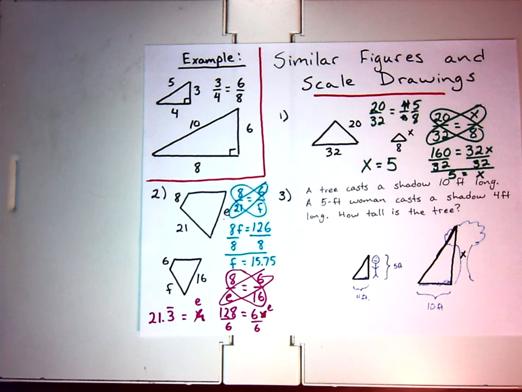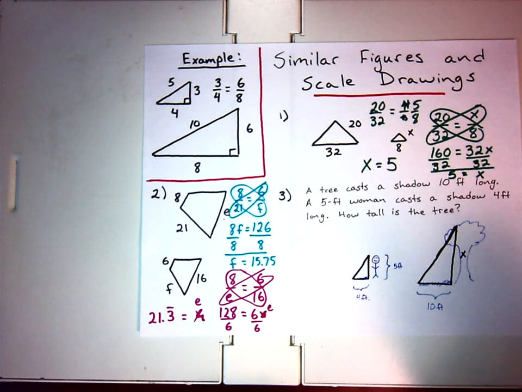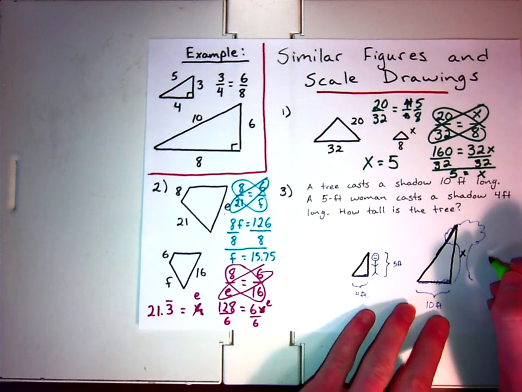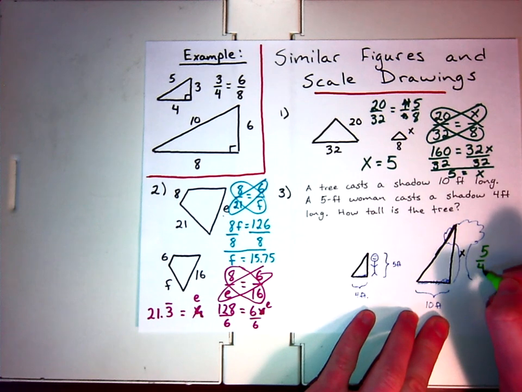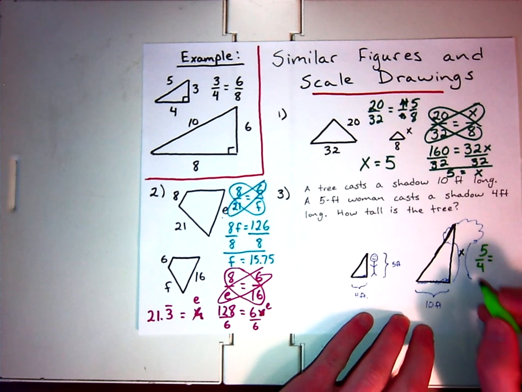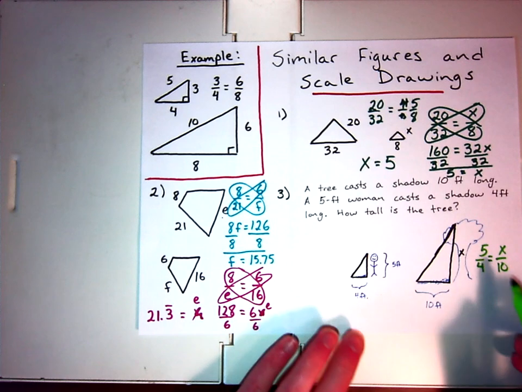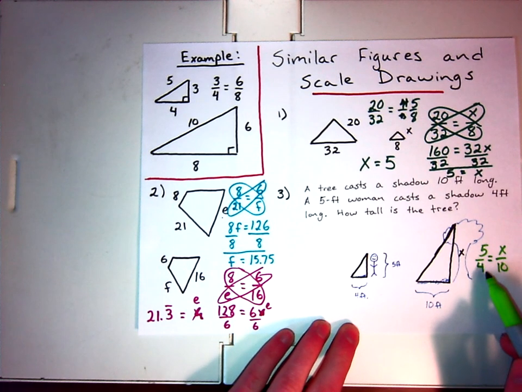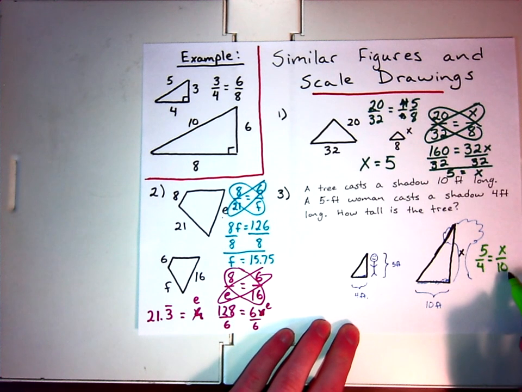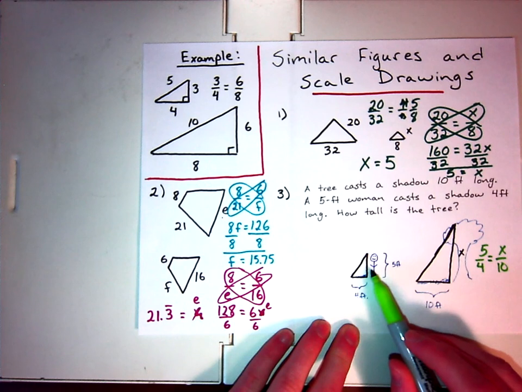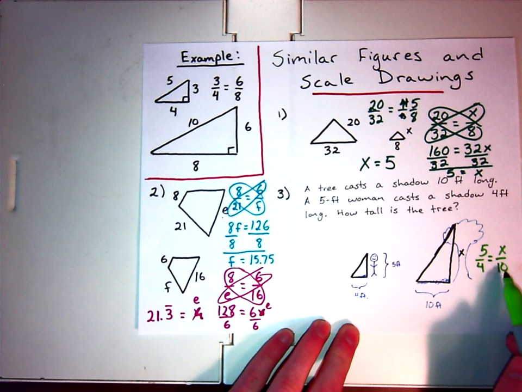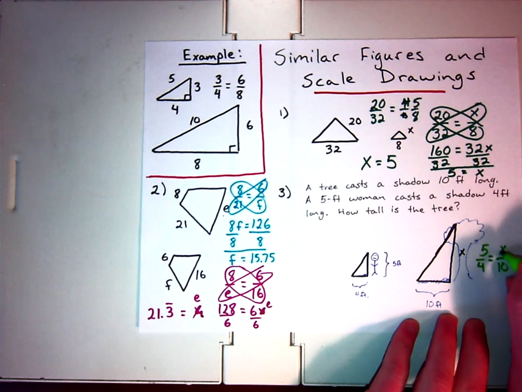So what we need to do then is set up a proportion to solve it. I'm going to take 5 over 4 equals x over 10. And again, I check, does this work? 5 and 4, same shape. x and 10, same shape. 5 and x, corresponding sides. 4 and 10, corresponding sides. So we're good to go.